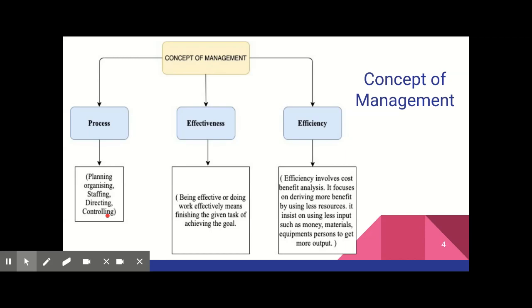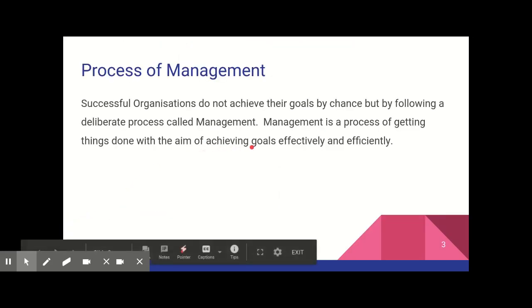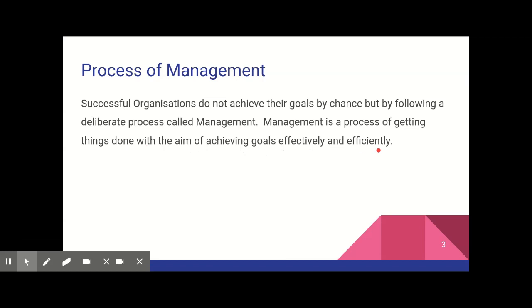We have to achieve the goals in an effective and efficient manner. So what is effective? Effectiveness is achieving the goal on time. Efficiency is achieving the goal at a minimal cost but by using the resources in an optimal manner, so that the wastage of resources is eliminated or minimized. So the concept of management is nothing but a process of getting things done with the aim of achieving the goals effectively and efficiently.